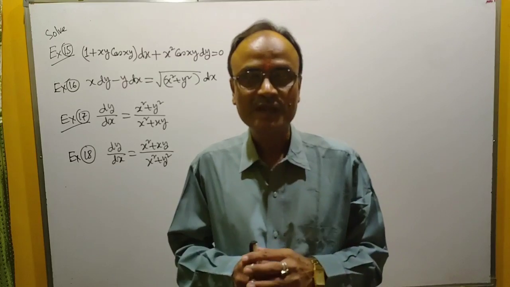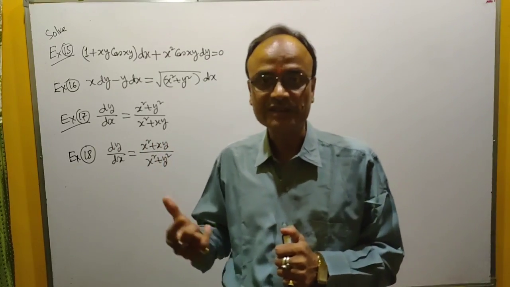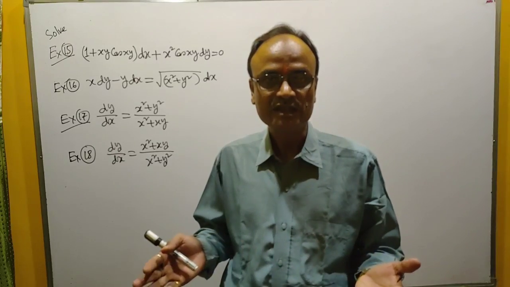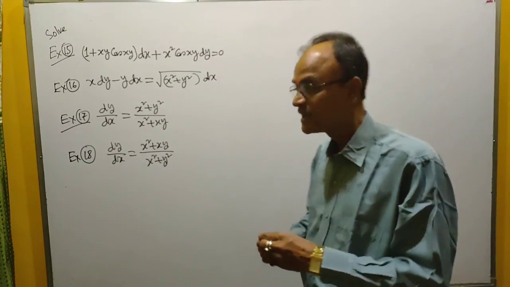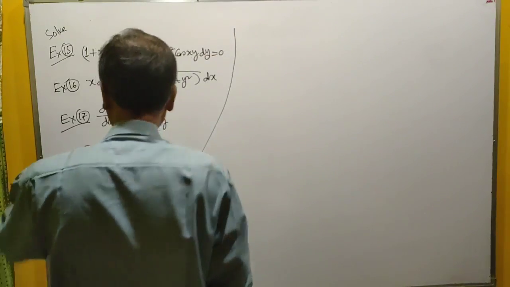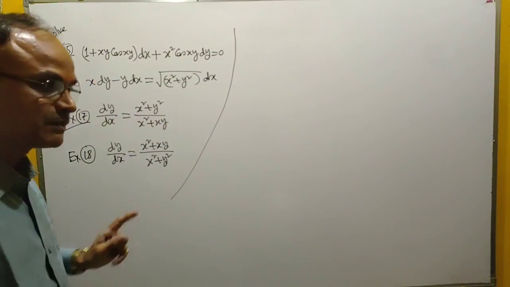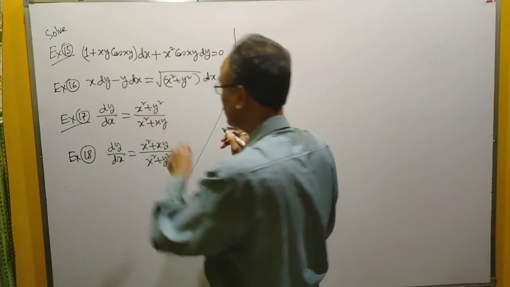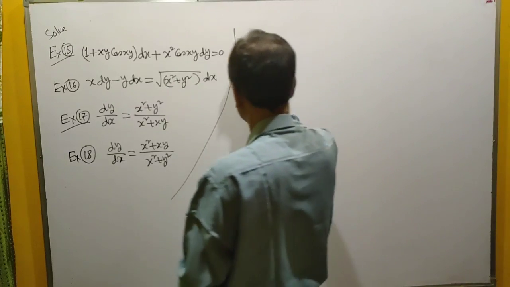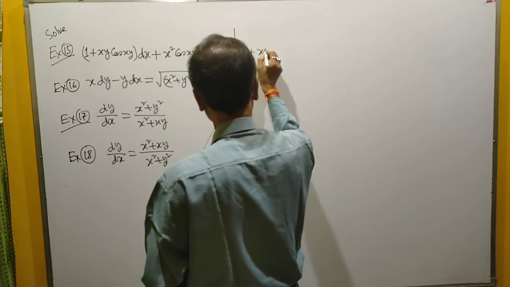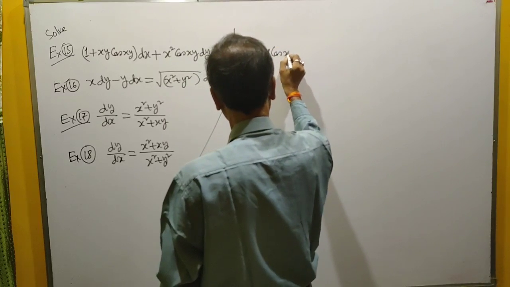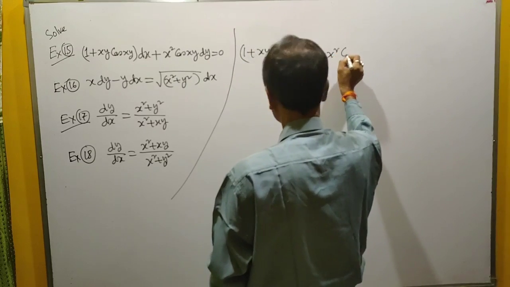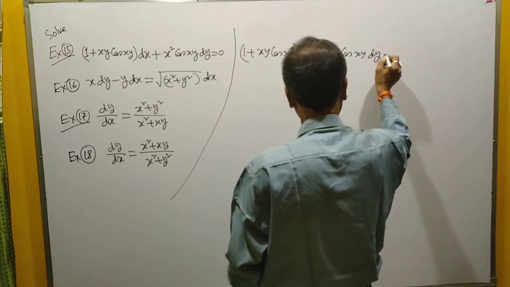This is our sixth class on ordinary differential equations. Today, I shall try to solve these four problems: problem numbers 15, 16, 17, and 18. Question number 15, the given differential equation is (1 plus xy) cos of xy dx plus x square cos xy dy equal to 0.